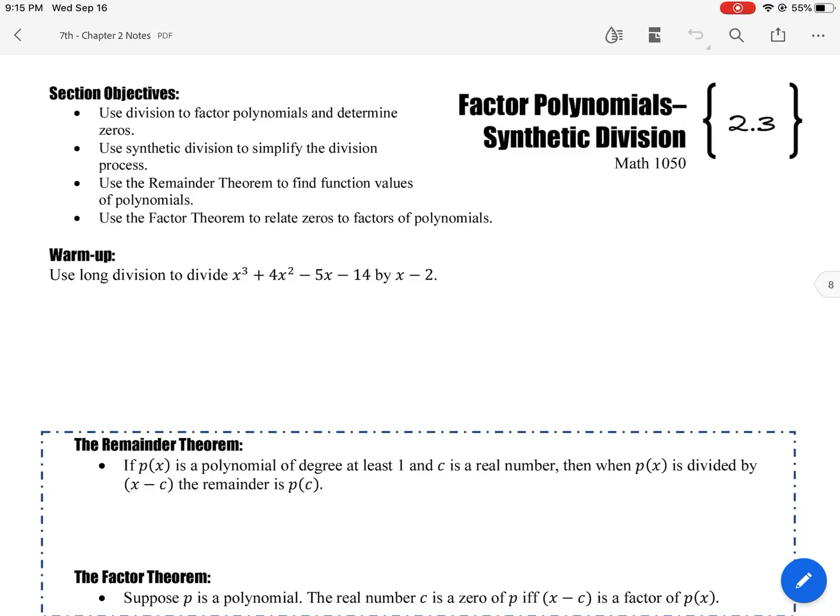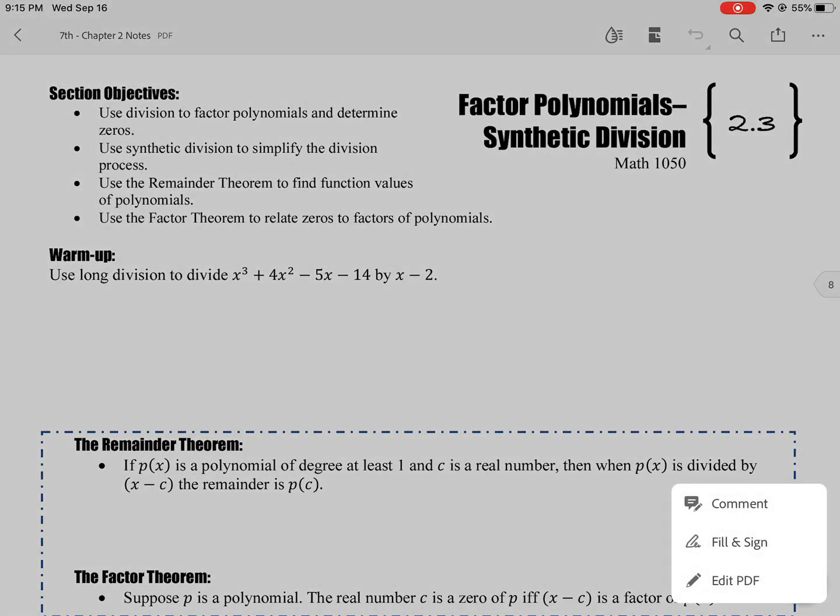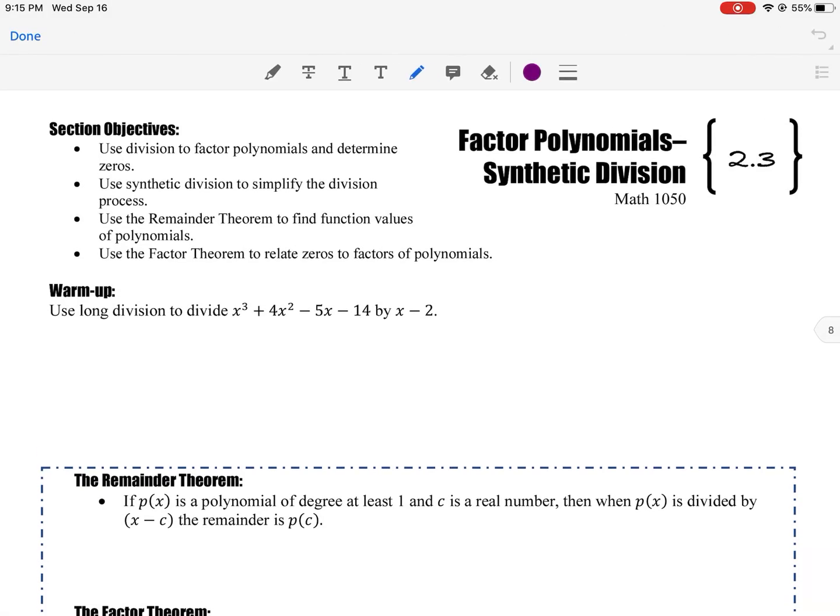All right, we're going to start by looking at some synthetic divisions for factoring polynomials. Okay, in this first one, I do want you to do long division to divide x cubed plus 4x squared minus 5x minus 14 by x minus 2.